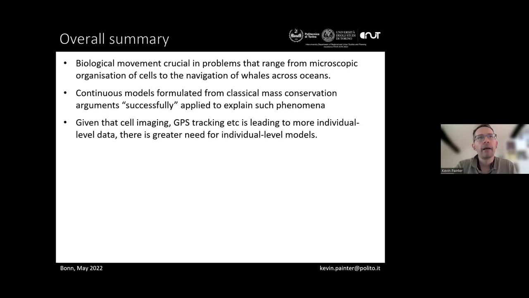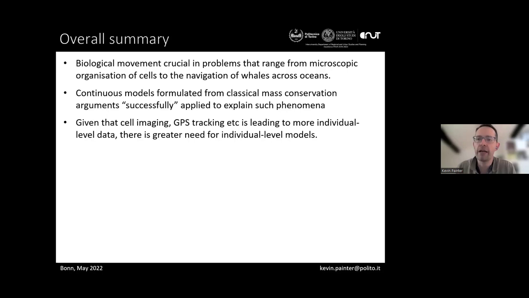But very much where biology is going, whether at the cellular level or at an ecological level, we're getting more and more individual level data. Whether that's through cell imaging and tracking cells moving under the microscope, or taking animals and attaching GPS transmitters to understand their movements, we're obtaining lots more data at that individual level. And that, of course, in turn means that there's more and more need for individual level models, so models described at this same level of detail.